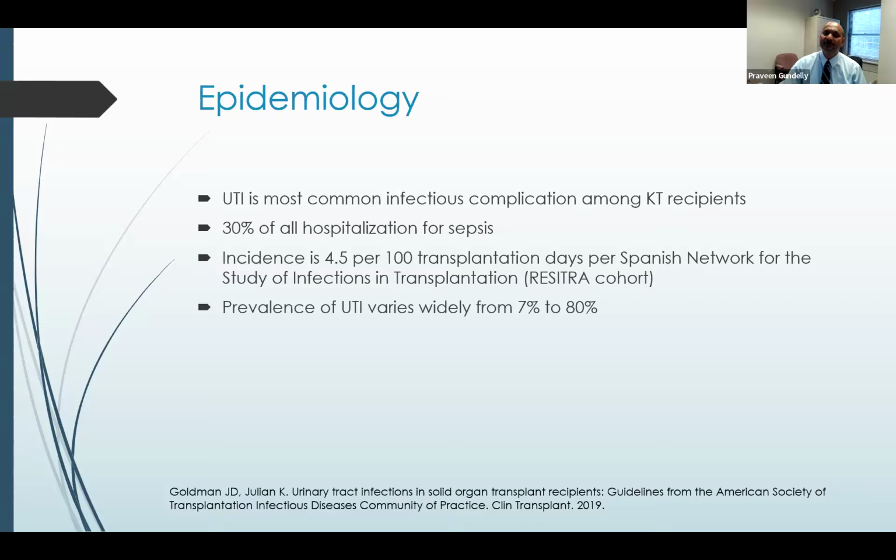And the prevalence of urinary tract infection is highly variable. In one Spanish study called Recitra, which followed about 4,500 kidney transplant patients for about 1 year, the incidence was 4.5 per 100 transplant days. That means there were almost 10 infections in these transplant patients in up to 1 year. And the prevalence also ranges highly because the definition of urinary tract infection is highly variable.